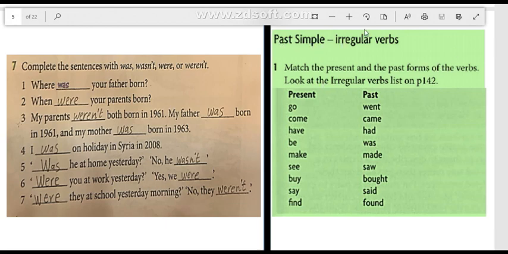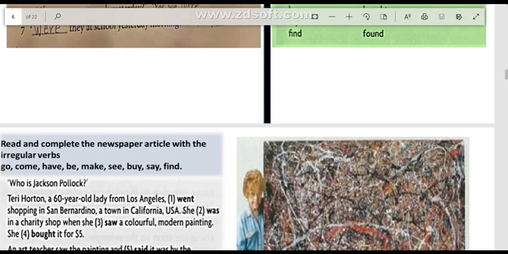Now we have past simple irregular verbs. Here we have some verbs in their irregular forms. In this chart, the student should memorize it. So match the present and the past forms of the verbs. Go, went. Come, came. Have, had. Be, was. Make, made. See, saw. Buy, bought. Say, said. Find, found. This chart should be memorized very carefully because it's so important.